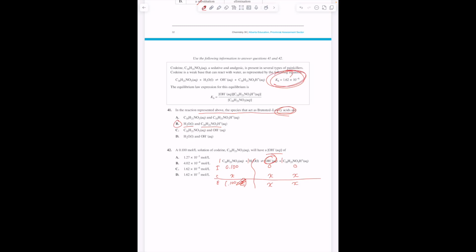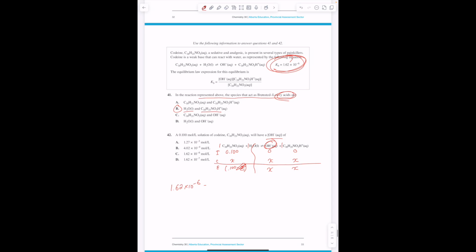I take my KB, 1.62 times 10 to the negative 6 equals X squared, products over reactants, 0.100. And that gives me, if I use my calculator properly, 4.02 times 10 to the negative 4. So that's what X is, which means that's what that is. 4 points, so that should be B. Oh, I like it when they give me quick questions at the end of a test.